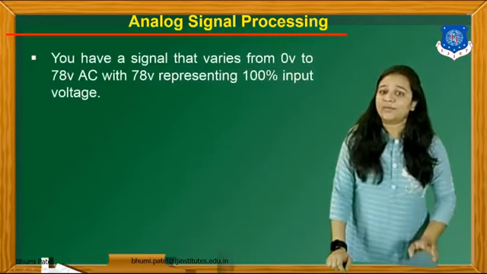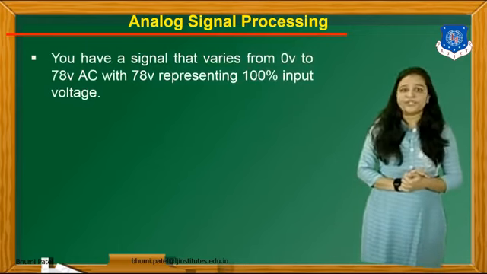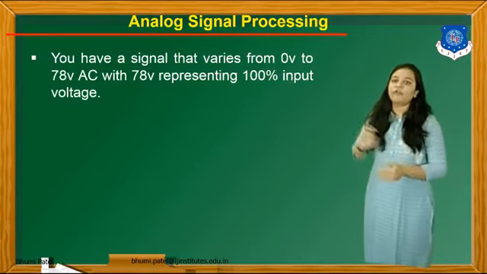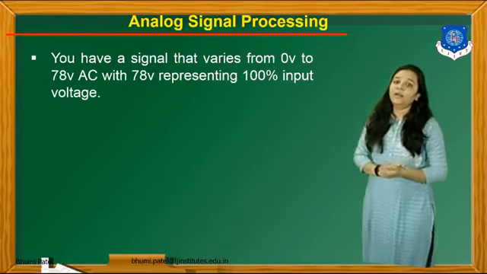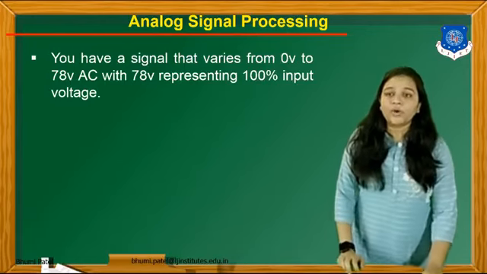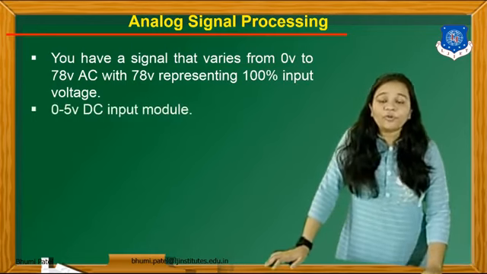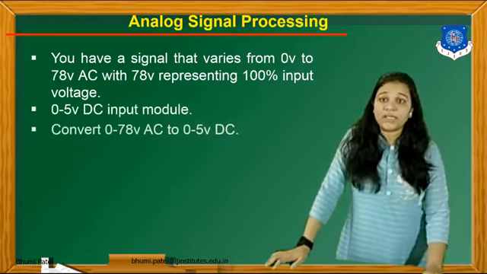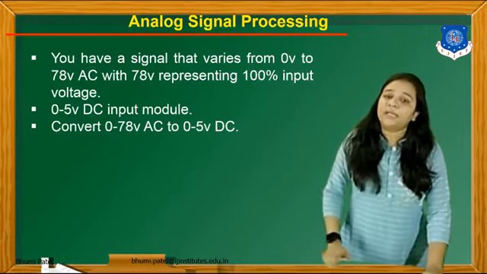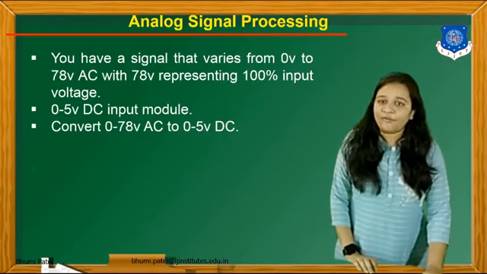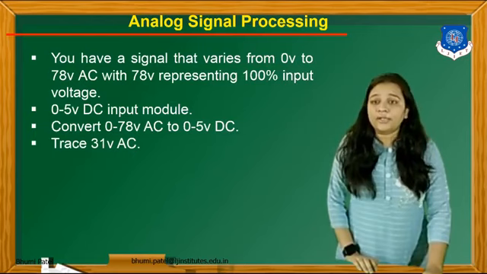Suppose the example is given: you have a signal that varies from 0 volt to 78 volt AC, with 78 volt representing 100% input voltage. For the 0 to 5 volt DC input module that we have to use in analog signal processing, we have to convert the 0 to 78 volt AC to 0 to 5 volt DC. Then we have to trace 31 volt AC.